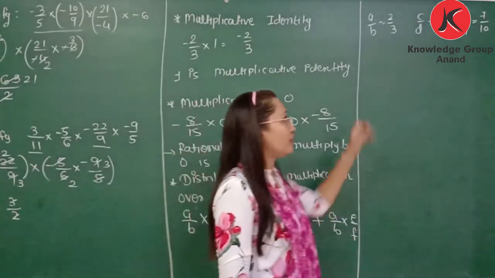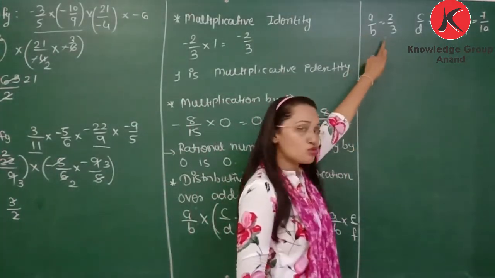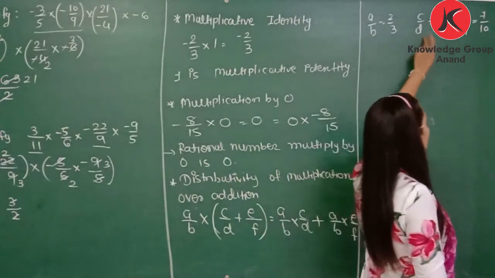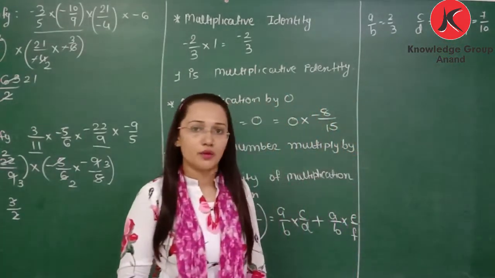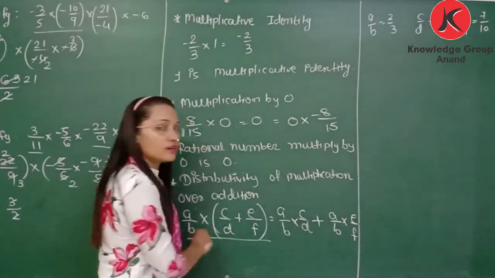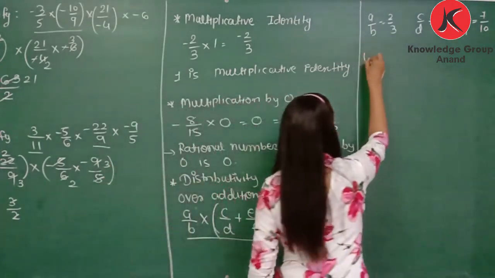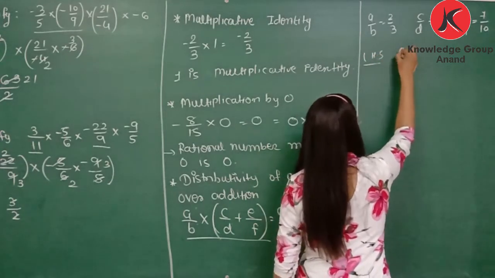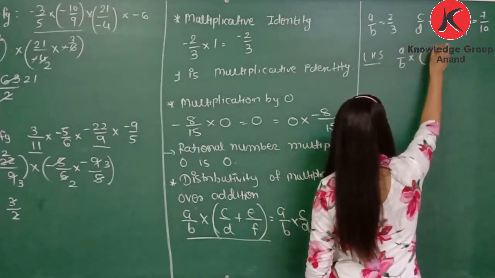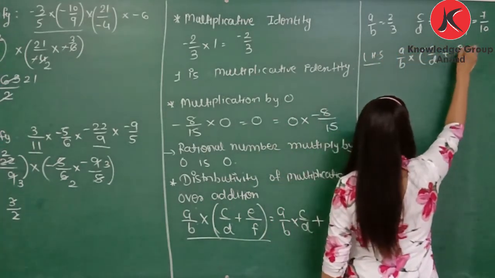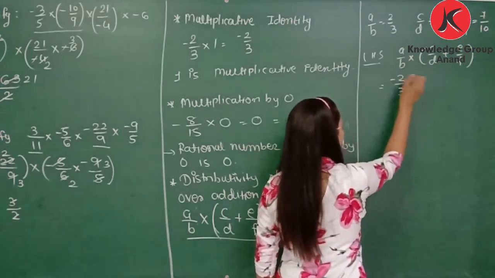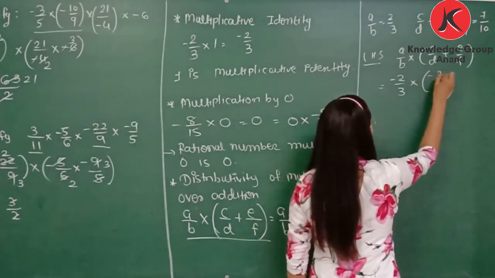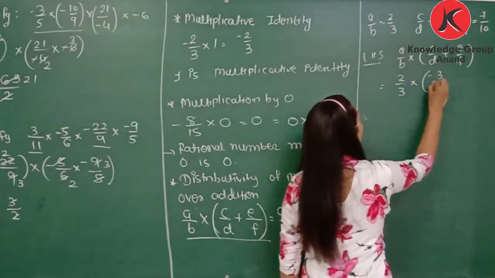Now let's take three rational numbers a by b, that is 2 by 3, c by d, that is minus 3 by 5, and e by f, that is 7 by 2. So let's check the left hand side. So the left hand side is a by b multiply c by d plus e by f. Now write the values. Plus 2 by 3.